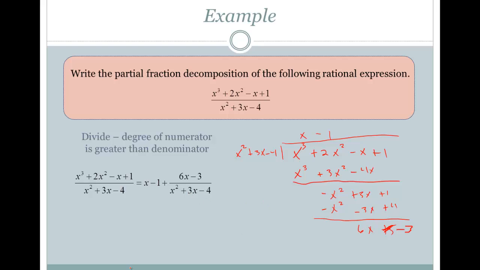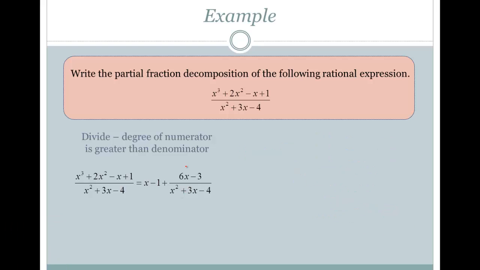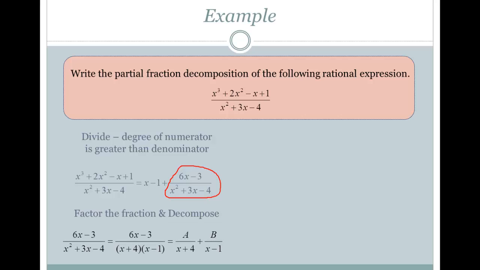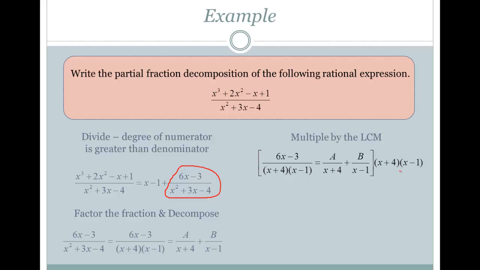Now, make sure you guys can do this step. What I want to do is the partial fraction decomposition right here. So I have to factor the denominator here. If I do that, I'm going to get x plus 4 and x minus 1. Again, these are just both linear terms. I know how to handle linear terms. Do it just like this. Multiply by the least common denominator, x plus 4, x minus 1.